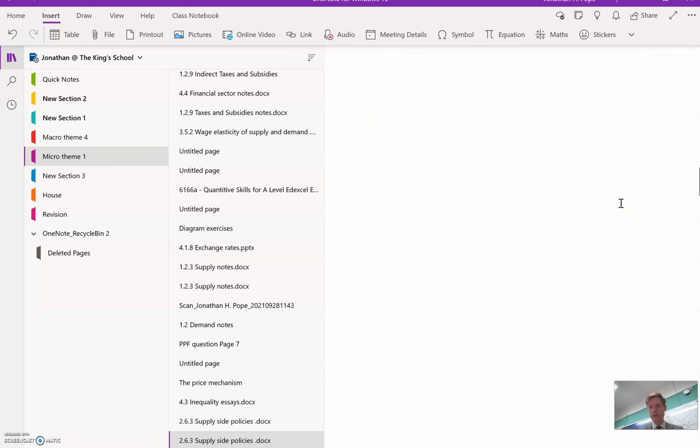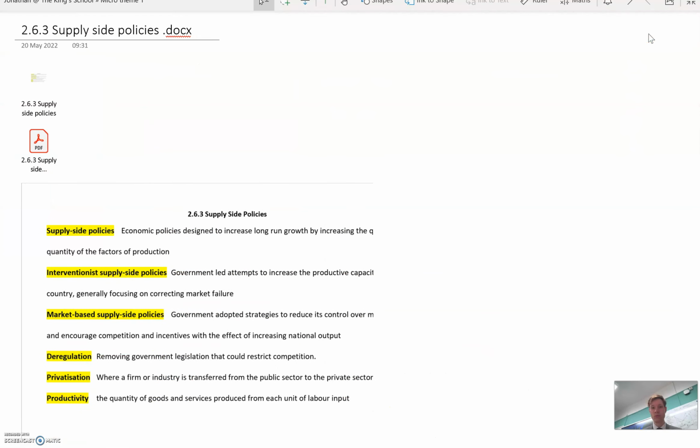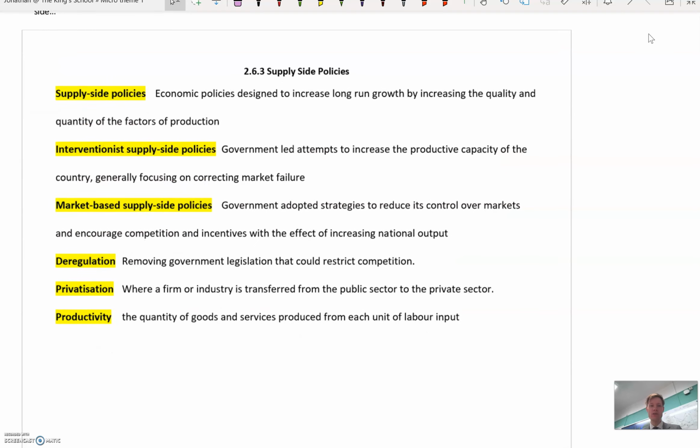Okay, hello, we're going to talk about supply side policies today, and the aim of this is to try to make your work more applied and your evaluation clearer and more developed. Many supply side policy essays are just very thin. They don't really get into the really good debates that you can engage in this topic.